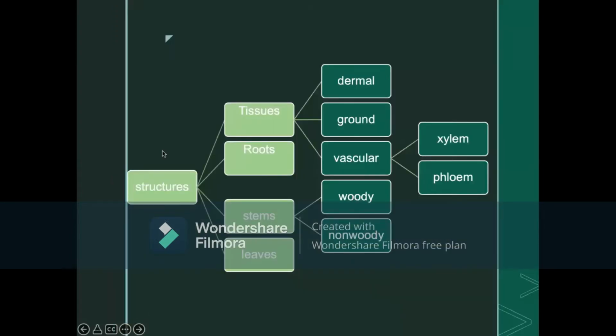Okay, so the structures we're going to talk about today in the plants are the roots, the stems, the leaves, and the tissues in each of these structures. So we mentioned the roots briefly, and the stems have two types, the woody types and the non-woody stems. We also have the leaves, and the tissues throughout those structures are three types, the dermal tissue, the ground tissue, and the vascular tissue, which subdivides into the xylem and the phloem, which we'll focus on today specifically.